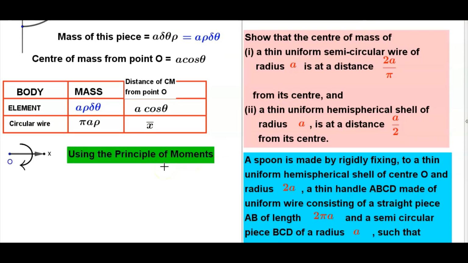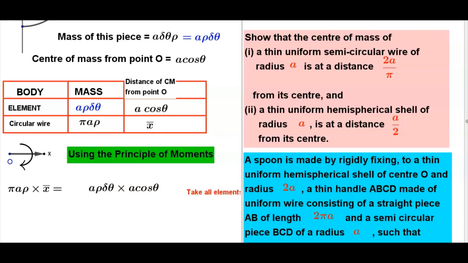Using the principle of moments about the OX axis, consider the wire. This is the mass, pi A rho, into distance x bar. Now we are going to consider all possible small elements. So one of the elements, this one. Mass of this one is A rho delta theta, into distance A cos theta. The moment for one element is A rho delta theta into A cos theta.